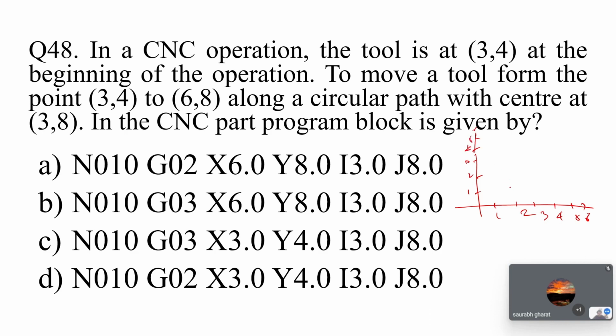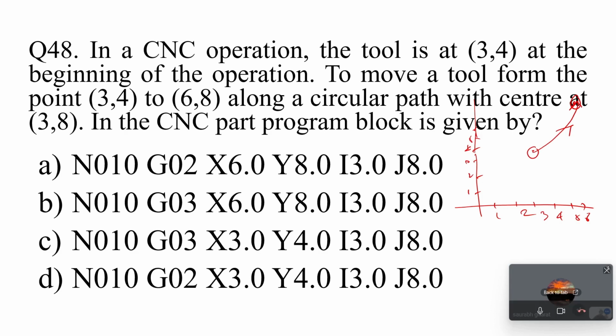So your tool is at 3 and 4, somewhere here, and you have to move to 6 and 8. So 6 is your x 6, and you can come here, somewhere here. And how do you need to progress from this point to this point? What is your direction?